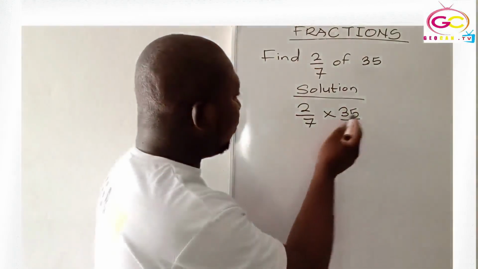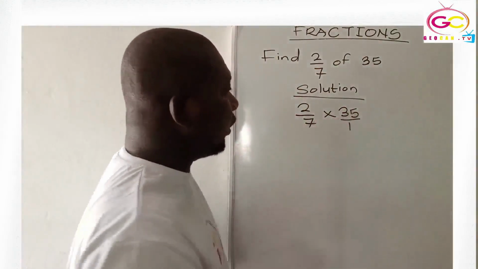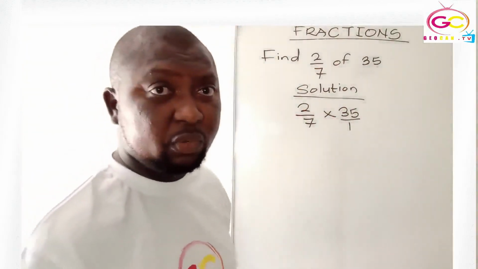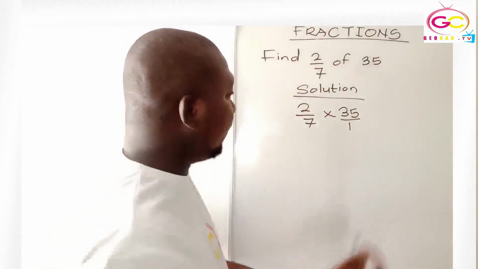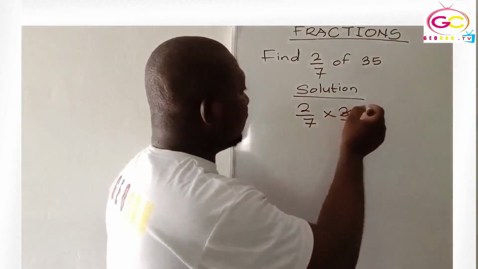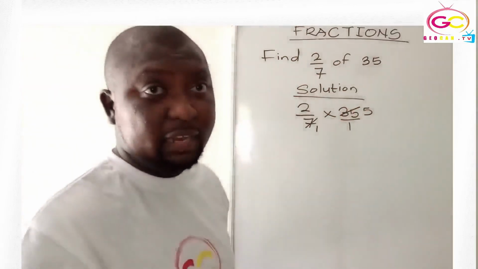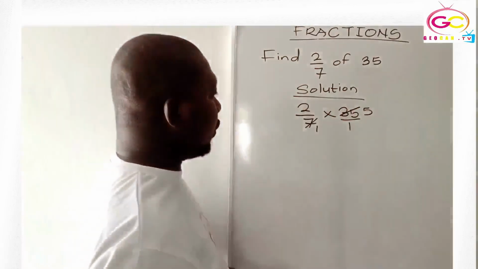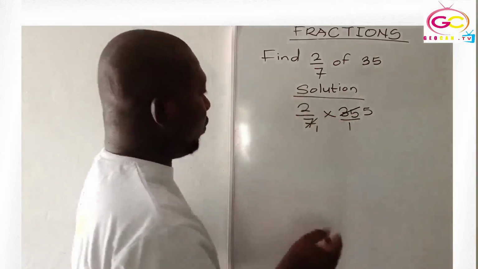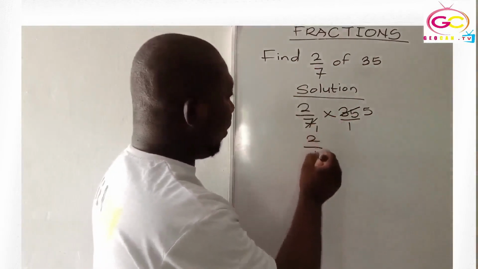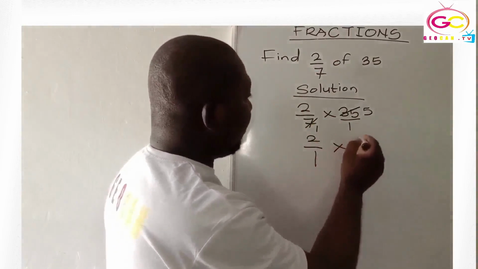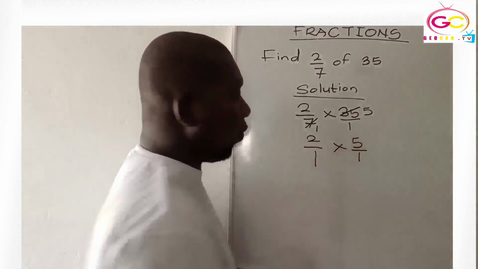Good. 7 will go into 35, right? So 7 1 is 7, 7 2 is 14, 7 3 is 21, 7 4 is 28, 7 5 is 35. So 7 will go into 35 5 times and 7 will go into itself once. Can we cancel here? No. So we have 2 over 1 times 5 over 1.